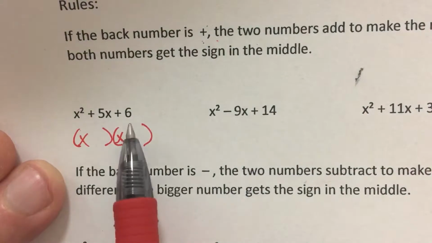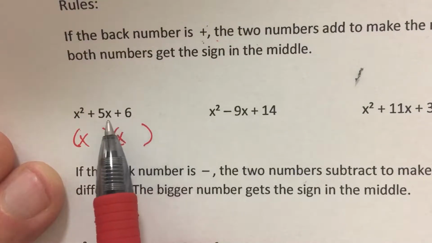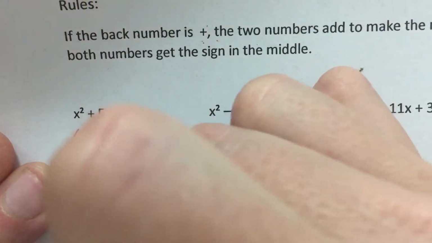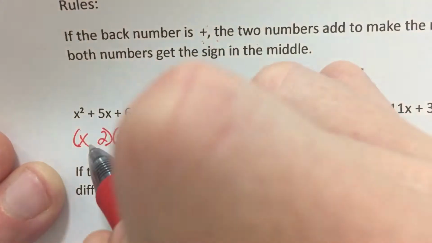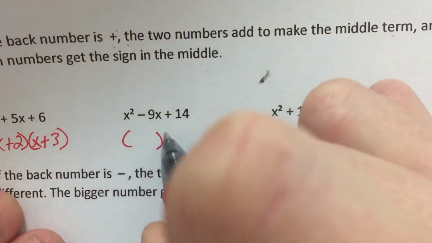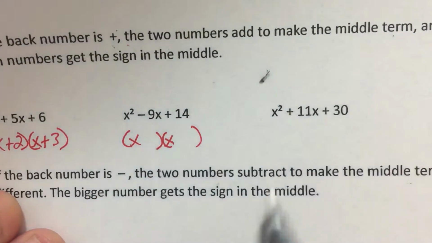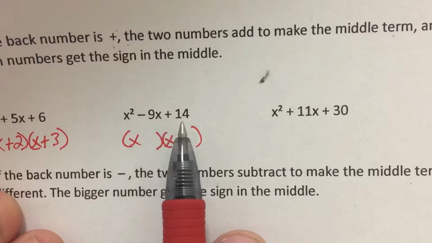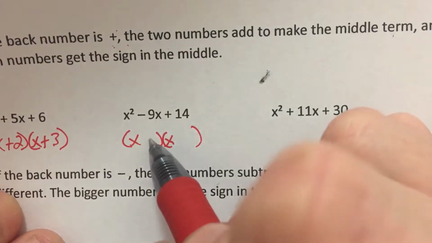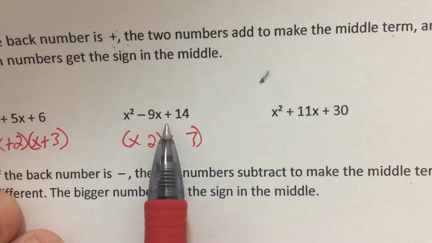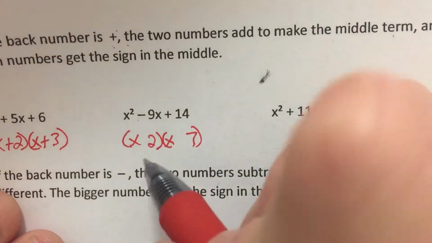So in each one of these situations, when we go to factor, we're looking for two numbers that multiply to make 6 and add up to make 5. That would be 2 and 3. The signs have to be the same. They're both going to be plus. Next one. Back sign is a positive, so we're looking for two numbers that multiply to make 14, add up to make 9. That would be 2 and 7. Back sign's plus, so they have to be the same sign. They're both going to be negative.